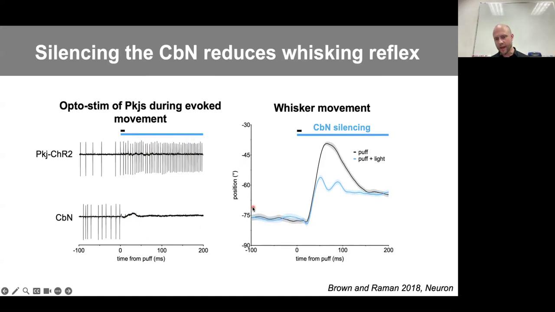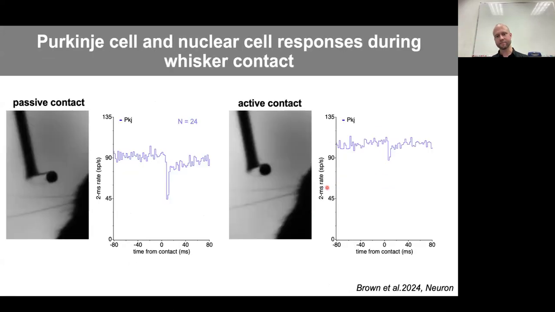And when we do that, in fact, we do find that relative to control whisker movement shown in black, the whisker movements that occur, shown in blue, when we shut down the cerebellar nuclei are dramatically reduced in amplitude. And so we think this provides evidence that this synchronous suppression of Purkinje cells that is disinhibiting the nuclei is actually contributing to the generation of the whisker movement during this reflexive behavior.